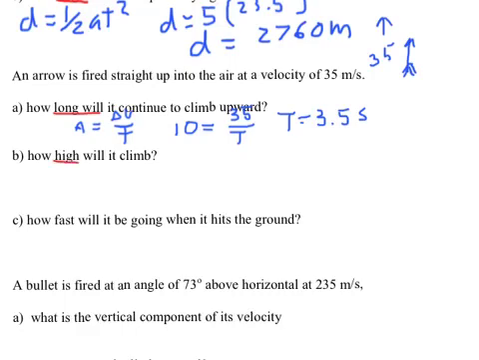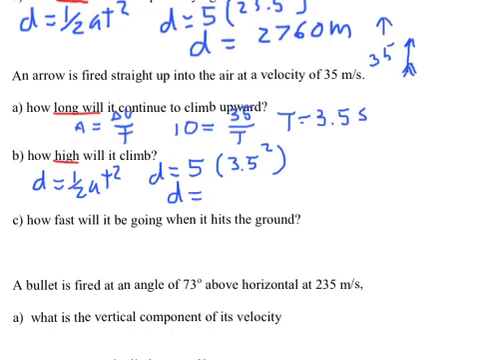Now, how high will it climb? High is a vertical distance. So since this is a vertical value, I have to use an equation that takes into account acceleration, and that's going to be d equals 1/2 at squared. And so therefore d, the distance upwards, is going to equal half of a. Since a is 10, half of that is 5. The time I now know is 3.5 seconds, and I'm going to square that. So therefore, the height it climbs, the distance up it climbs, will be 61 meters.